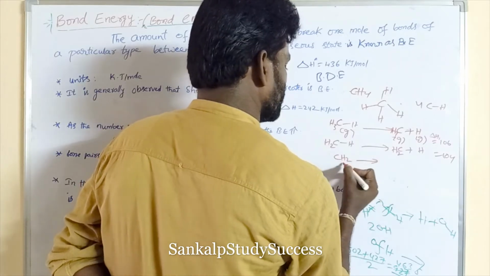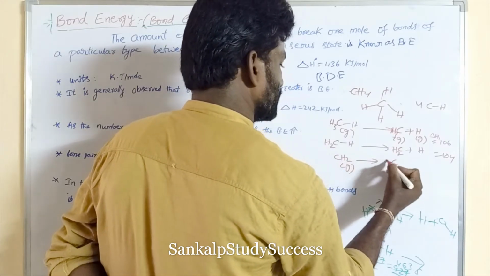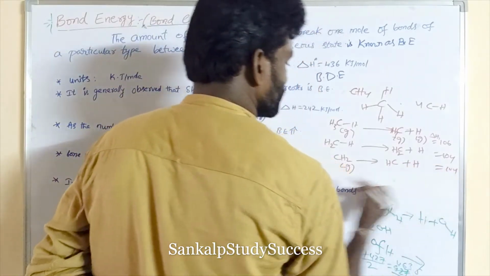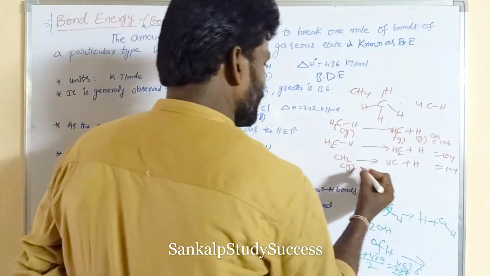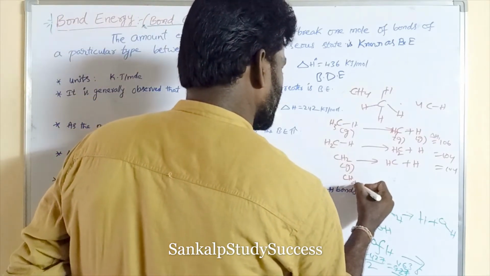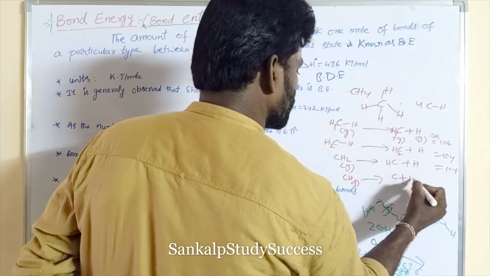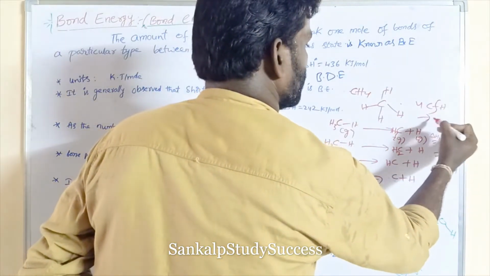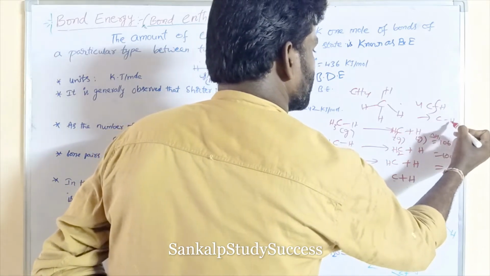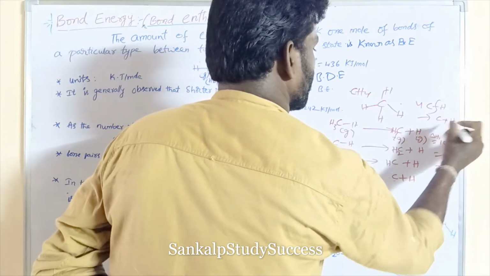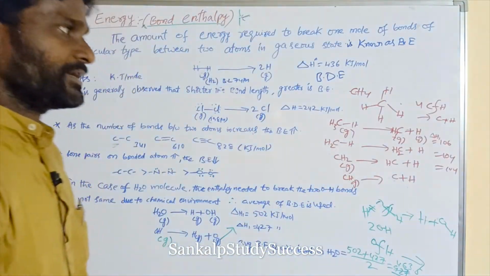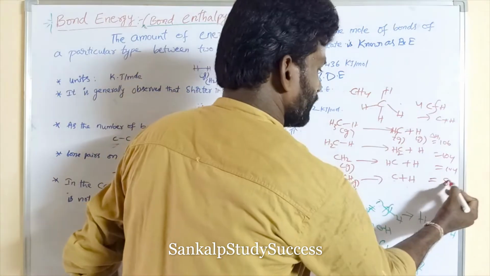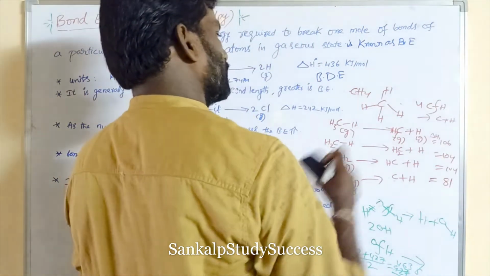CH2, present in gaseous state, will be converted to CH plus H. This also has the same bond dissociation energy, 104. Again the CH bond in gaseous state will convert to C plus H. So if the C–H bond is broken down, it converts to C and H. Finally we got C and H. Here it is 81 kilojoule per mole.